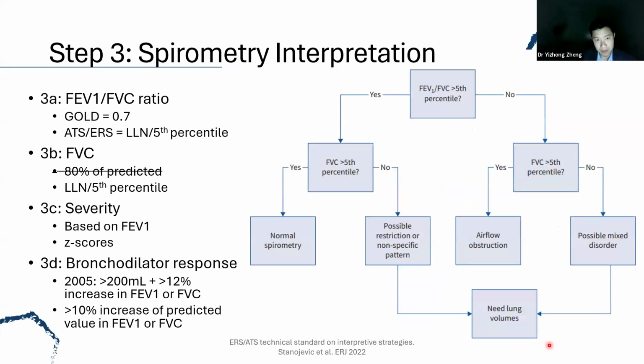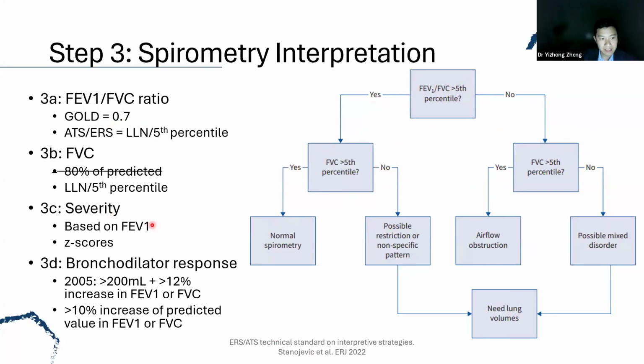So finally, the next step is the spirometry interpretation. We start off looking at the FEV1 to FVC ratio. In the past, and even now, GOLD uses 0.7 as the cutoff between obstructive, less than 0.7, and normal, above 0.7. However, currently we're moving towards a lower limit of normal, so less than the 5th centile is obstructive. If the FEV1 to FVC ratio is below the 5th centile, it goes down the obstructive pathway. If it's above the 5th centile, it's either normal or a possible restrictive pattern.